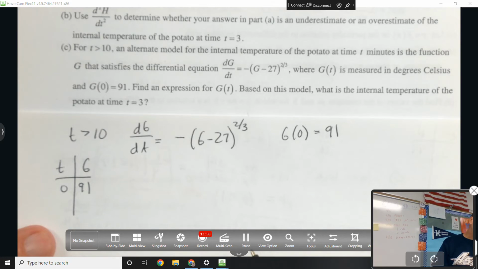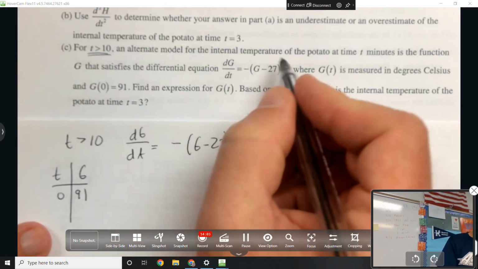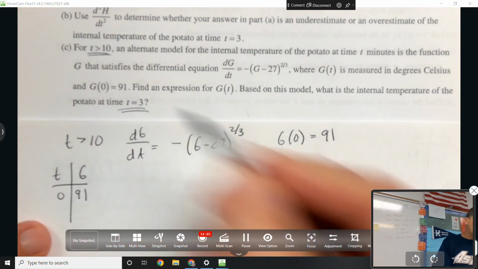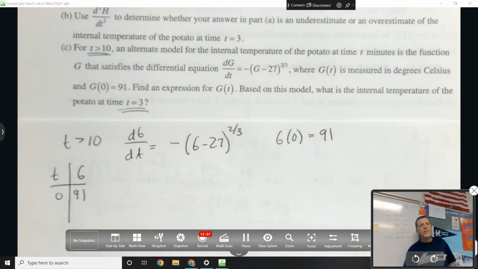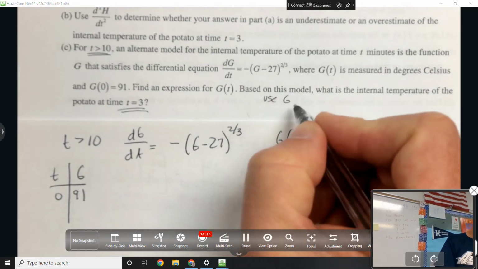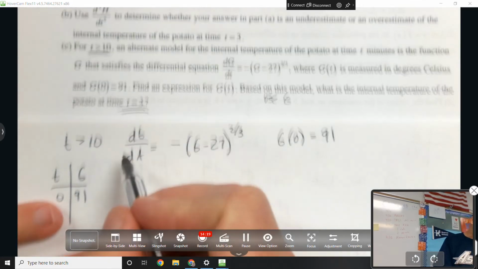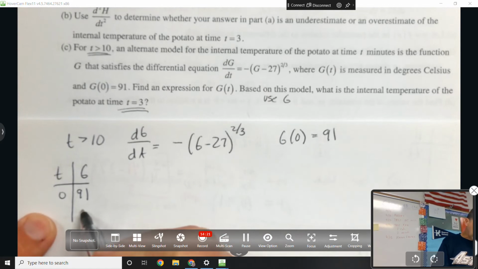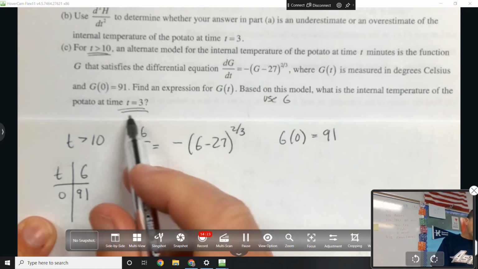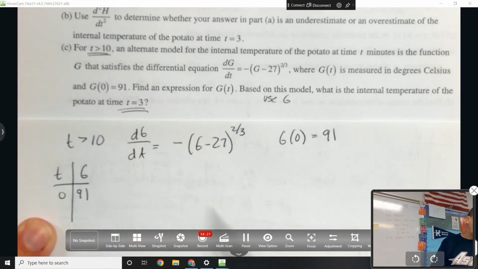Okay, I kind of don't like this question because they said for T greater than 10, use this, and then they ask a question about T equals 3. So that's a little bit misleading, but it does say based on this model, so we'll use G to come up with G of 3. Okay, so I need to solve for G, use my initial condition, and then plug in 3. So I bet there's a lot of points associated with part C here.